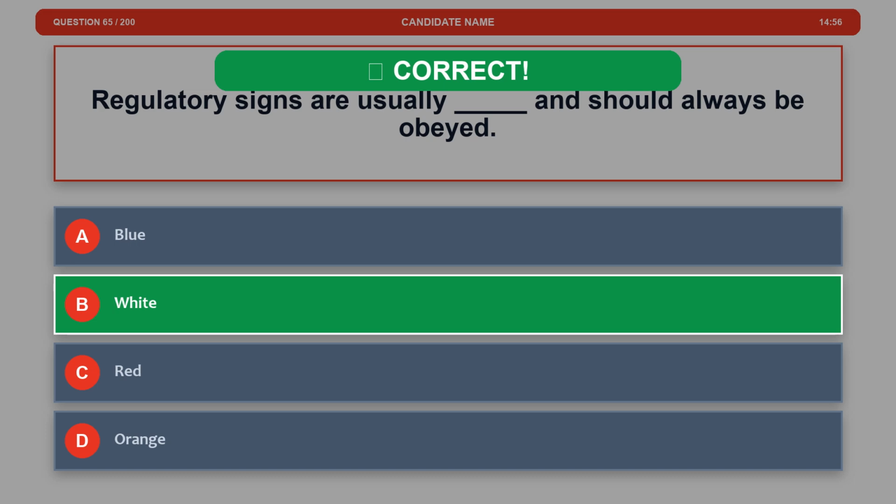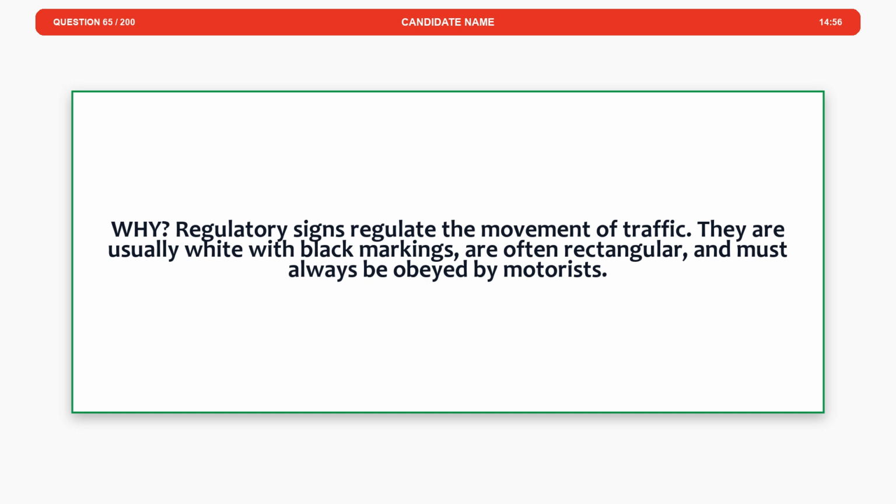The correct answer is option B, white. Explanation. Regulatory signs regulate the movement of traffic. They are usually white with black markings, are often rectangular, and must always be obeyed by motorists.